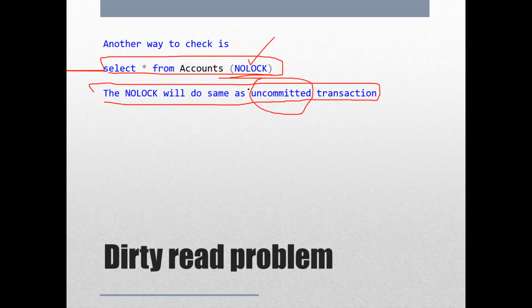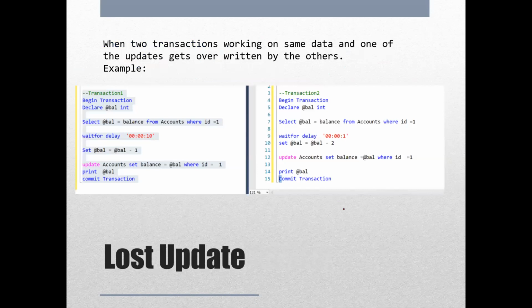Lost update. This is something that we'll see, and we'll try to do that as well. Lost update: when two transactions work on the same data and one of the updates gets overwritten by the other. Now, there is a very interesting concept in what we are doing over here. Let's see. We have a transaction. We are just starting a transaction, and we are declaring a balance variable. You remember we declared local variables by using this @ sign one time. Select @balance is equal to balance from accounts where ID is equal to 1. So I have captured the balance of ID 1. I'll just run that as well.